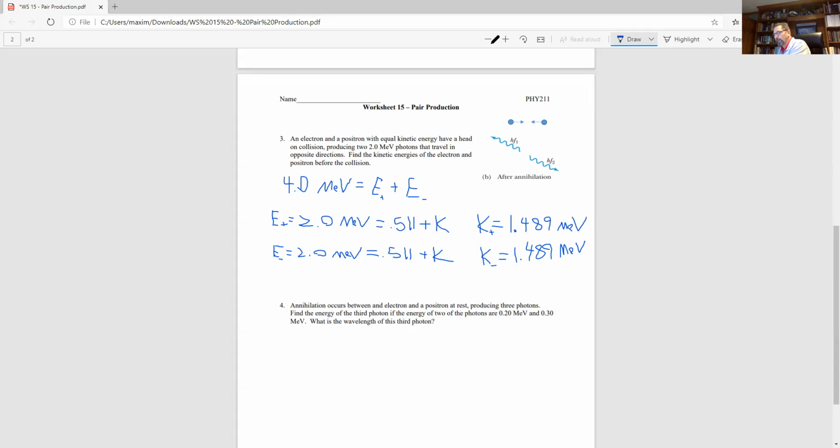All right, let's see if I agree with you here. 1.489. Find the kinetic energy of the electron before the collision. Yeah, I agree with that. Cool. See what you did. You had the electron and positron with about equal energy in a head-on collision, producing 2 MeV photons. So that's where you got the 4 MeV. Yep, I think I agree with that.